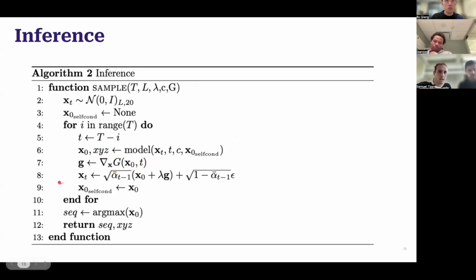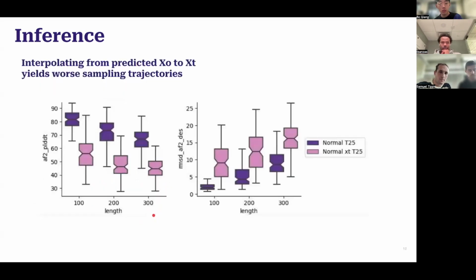Our formulation for XT does actually not do this interpolation between X naught and XT to get XT minus 1. We're actually not interpolating from X naught to XT. We do this stochastic formulation, which LM diffusion also suggested. And then at the end of this, the idea is that we then just argmax the sequence after we've gone through the full trajectory.